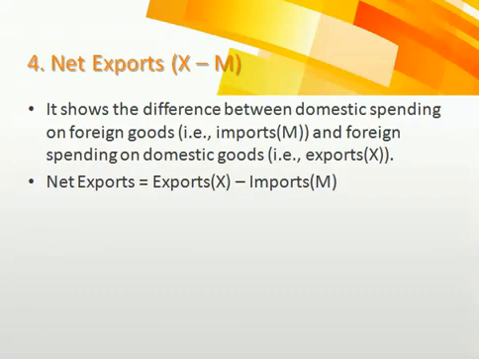And finally, net exports. It shows the difference between domestic spending on foreign goods, that is imports, and foreign spending on domestic goods, that is exports. So net exports is basically exports minus imports. I believe you know what is exports and imports. Exports consist of all those goods and services which are sold basically to the consumers outside the country. So if we are exporting rice, that means we are selling rice to some other country, and if we are importing something, that means we are buying something from outside the country, which is the requirement in India.